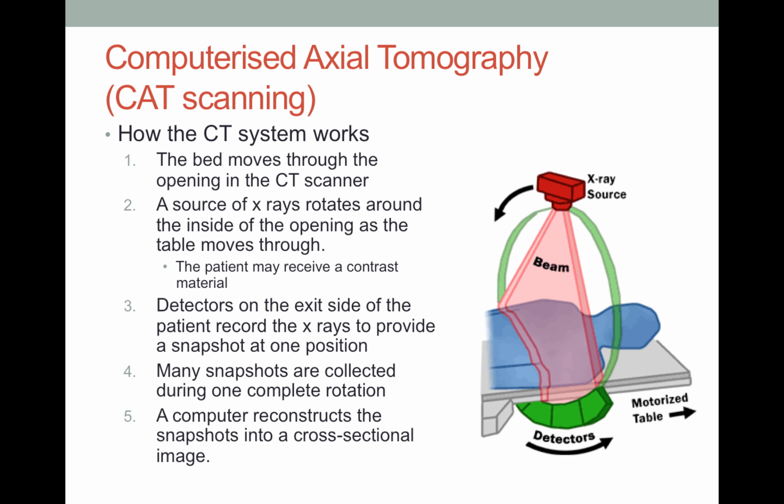Detectors on the exit side of the patient record the X-rays exiting the section of the patient's body being radiated as an X-ray snapshot at one position or angle of the source of X-rays. Many different snapshots or angles are collected during one complete rotation. The data are sent to a computer to reconstruct all of the individual snapshots into a cross-sectional image or slice of the internal organs and tissues for each complete rotation of the source of X-rays.